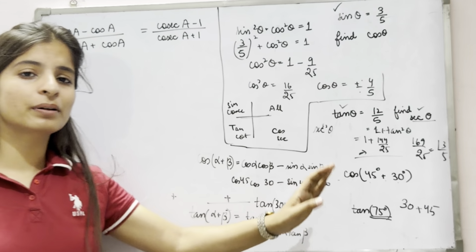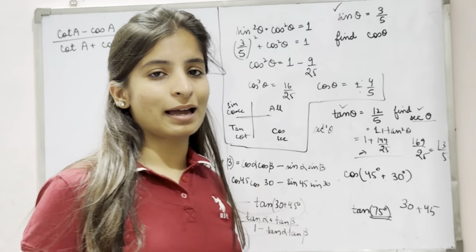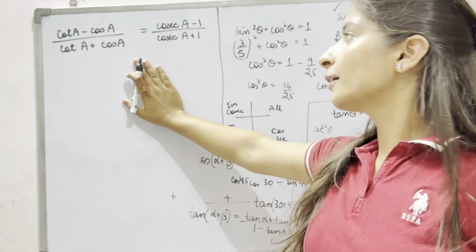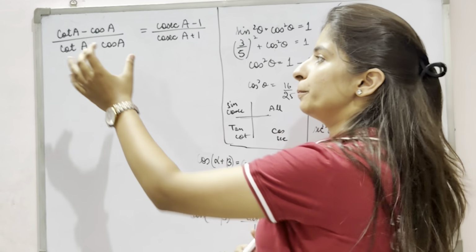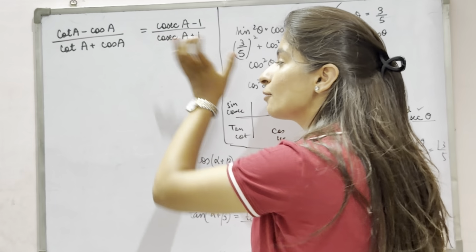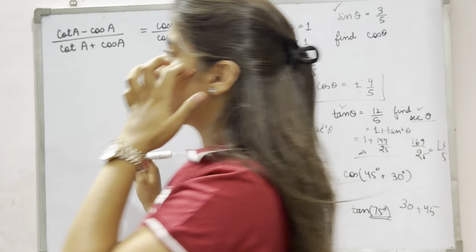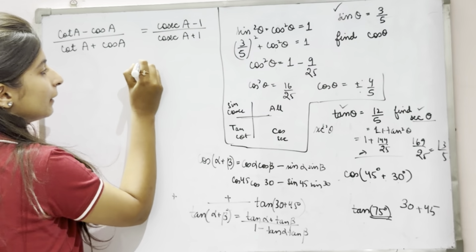These were a few simple and easy questions based upon those identities. Now this kind of question comes where you have to prove left hand side is equal to right hand side. Now if this is my equality sign, I have two things.